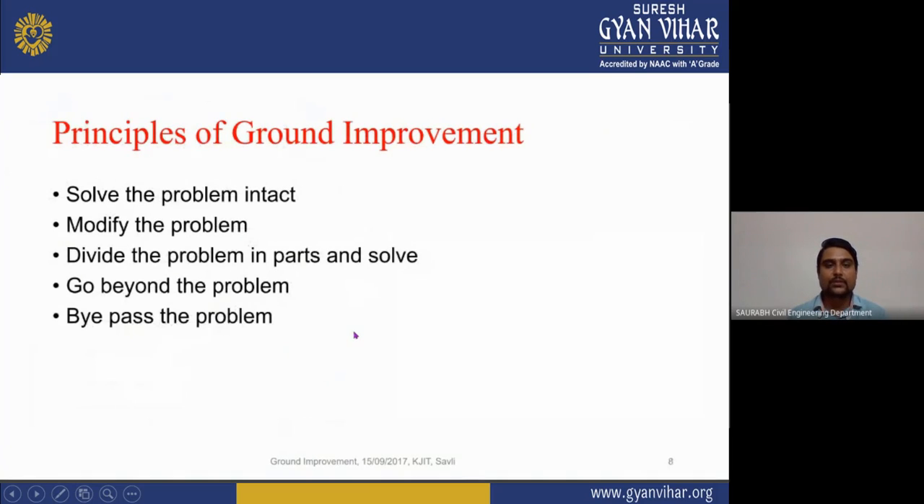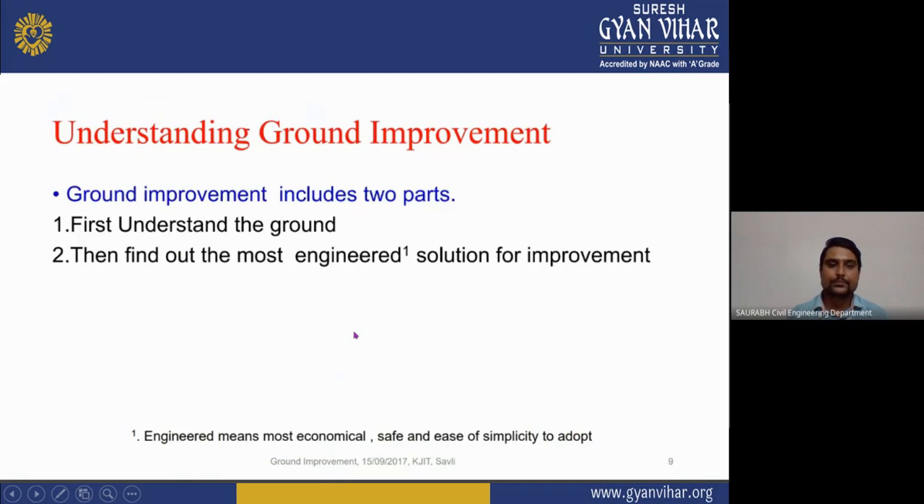So we will know here what the principle of ground improvement is. The first principle is: solve the problem intact, modify the problem, divide the problem into parts and solve, go beyond the problem, bypass the problem. So understanding ground improvement includes two parts. First, to understand the ground, and second, to find the most engineered solution for the improvement.